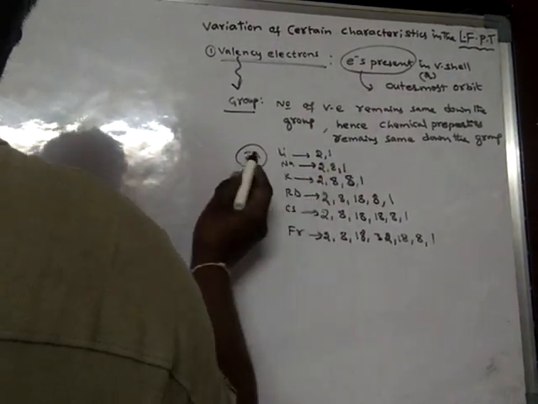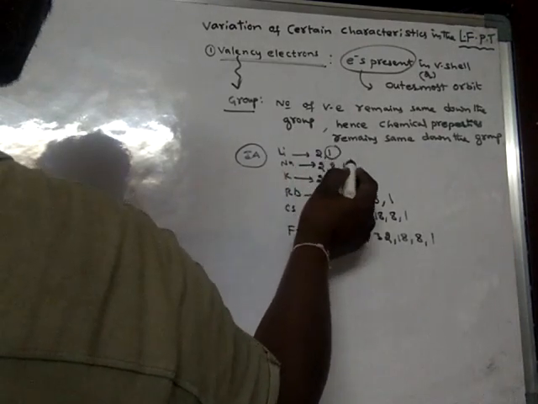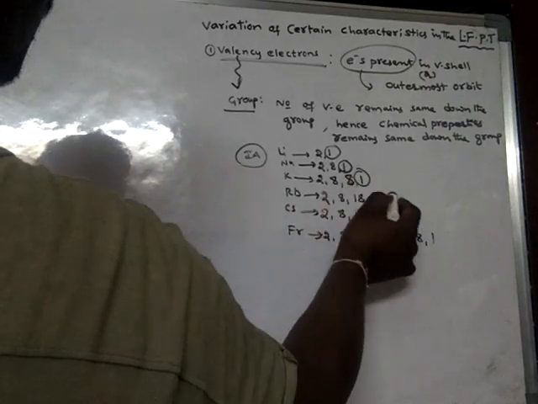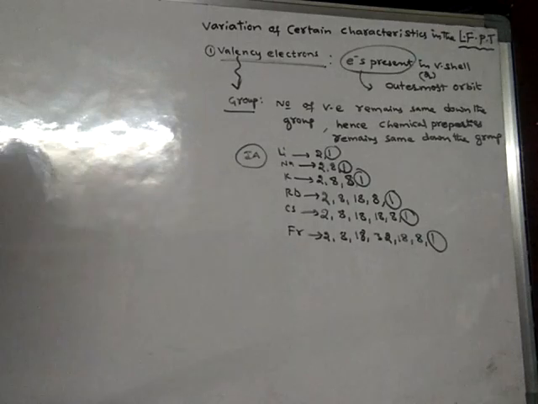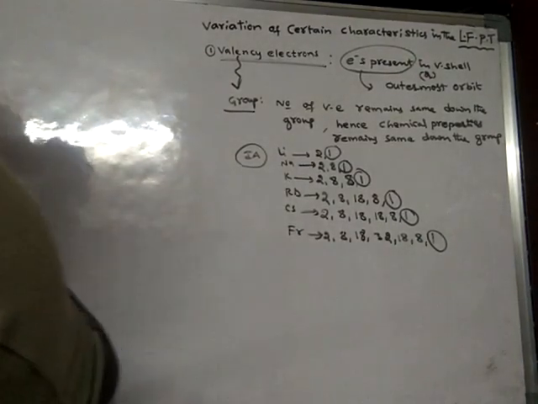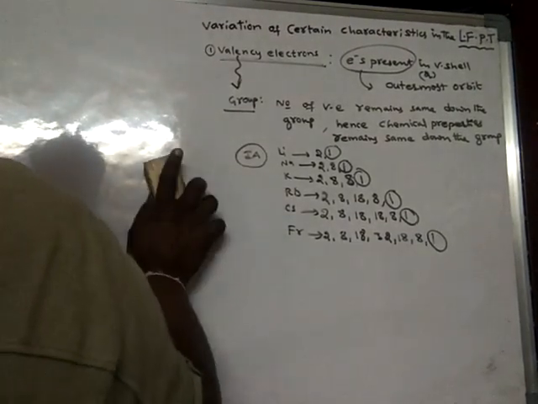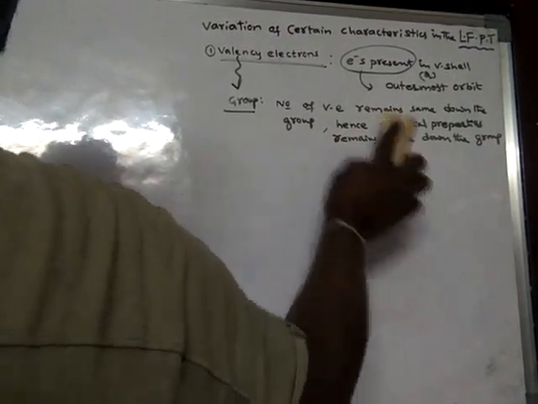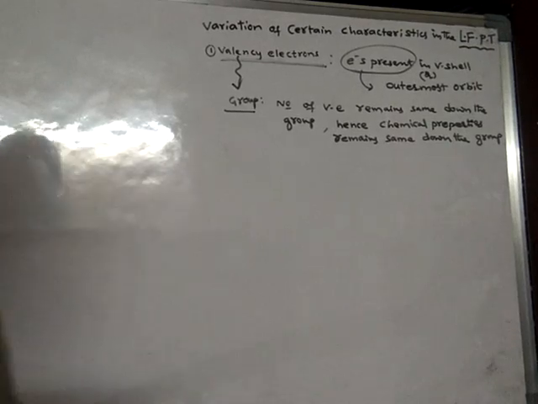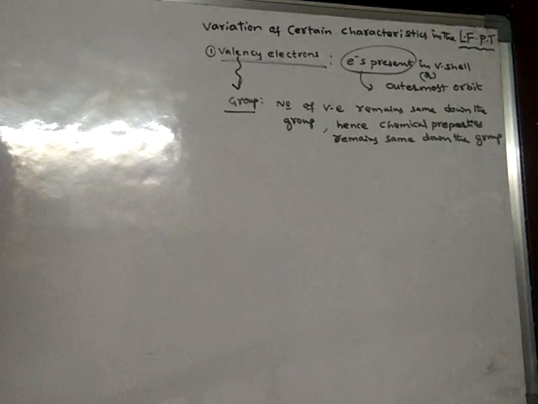That means all the elements belonging to a particular group show the same number of valence electrons. As they show the same number of valence electrons, they show similar chemical properties. So down the group, the number of valence electrons remains the same in a group. Hence chemical properties also remain the same.